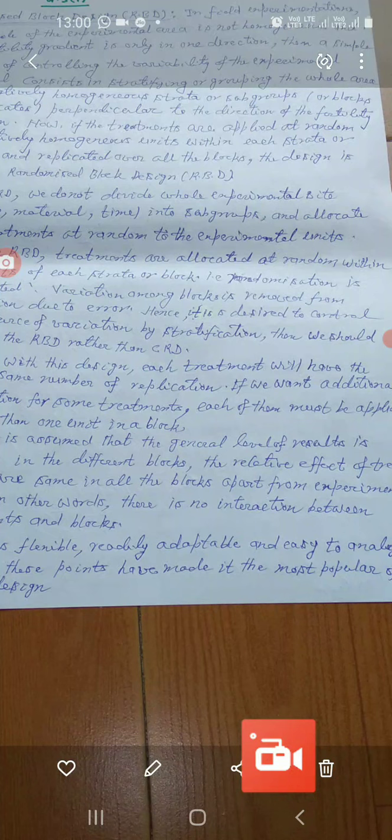As the name suggests, if the whole experimental material which is heterogeneous is divided into homogeneous groups, there is homogeneity in the group and there is heterogeneity between the groups. And then treatments are allocated at random within each group.